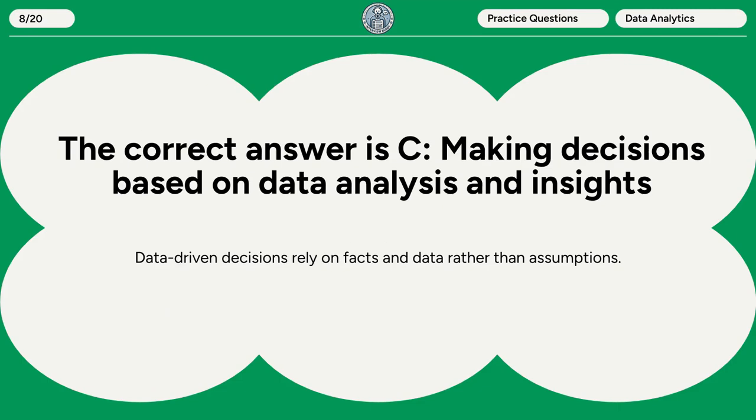The correct answer is C. Making decisions based on data analysis and insights. Data-driven decisions rely on facts and data rather than assumptions.